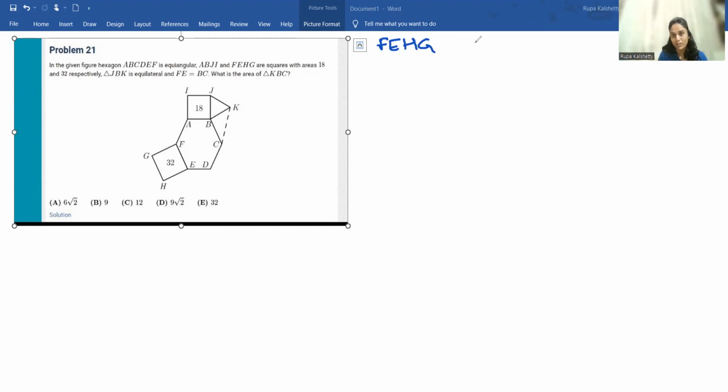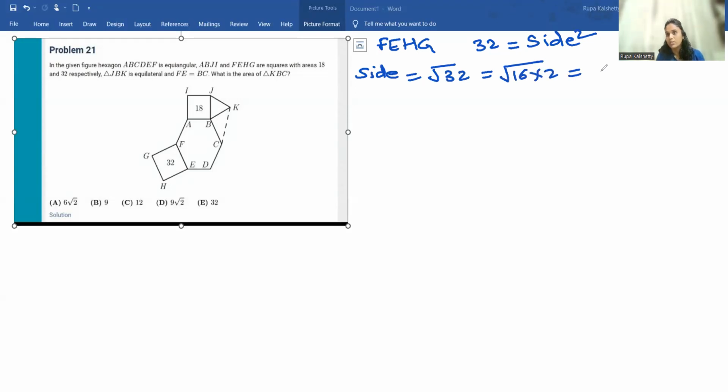The area of that is 32. We always find the area of a square using the formula area equals side squared, which is nothing but 32 equals side squared. From this, can we write the side of FEGH is going to be root 32? And can you write root 32 as root of 16 times 2, which is nothing but 4 root 2, isn't it? Because root of 16 is 4, and the root 2 you keep as it is. All right?